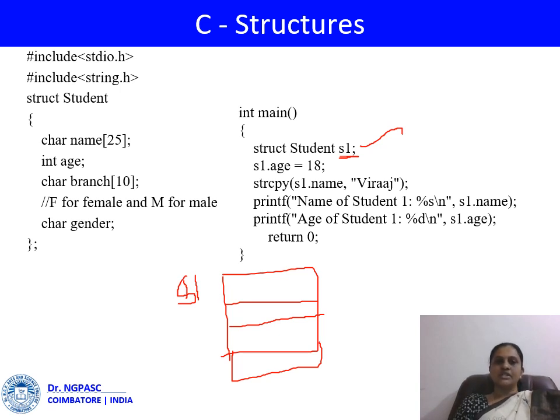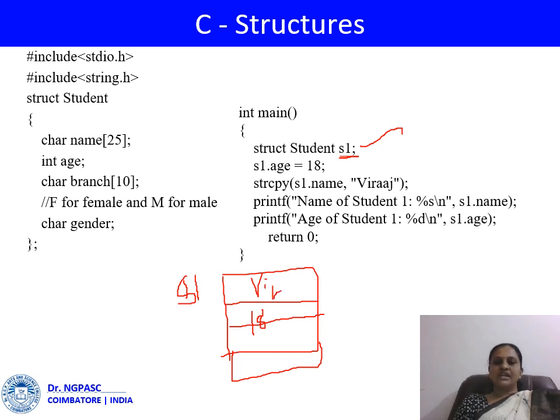Okay, so here S1 dot age. Age is the second member. So in the second member, the value 18 will be stored. Then name. Name will be stored in the first member variable. Okay, so this is how the memory will be utilized for a structure.